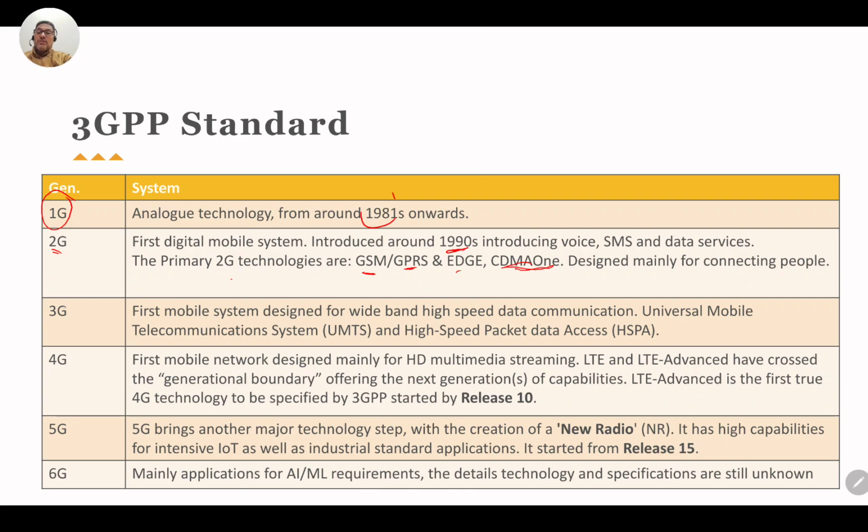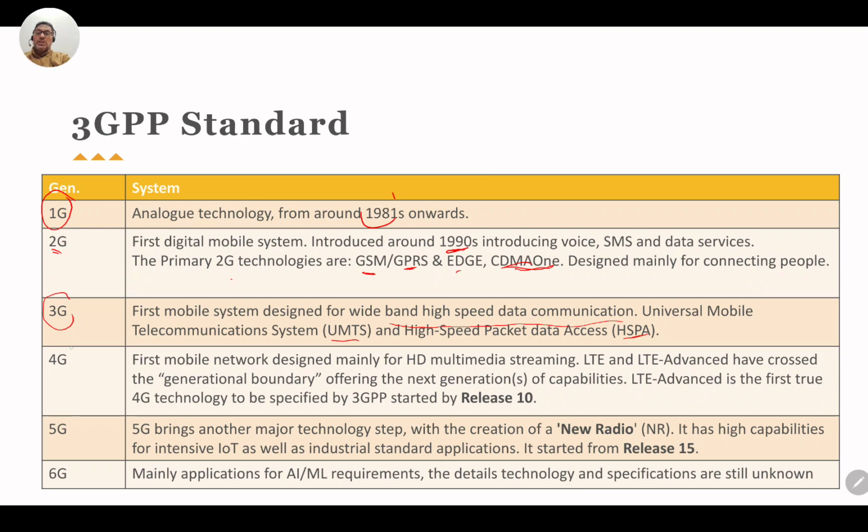Then we have 3G. 3G arrived around 1999, and it was designed for wideband high speed data communication, and we also have different standards. One of these, adopted in Europe, is the Universal Mobile Telecommunication System, UMTS, with wideband CDMA, and later high speed packet access was developed to support higher data rates.